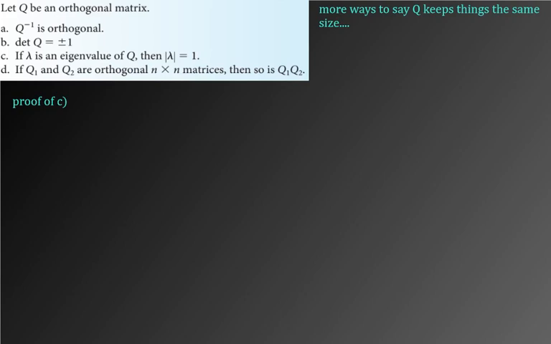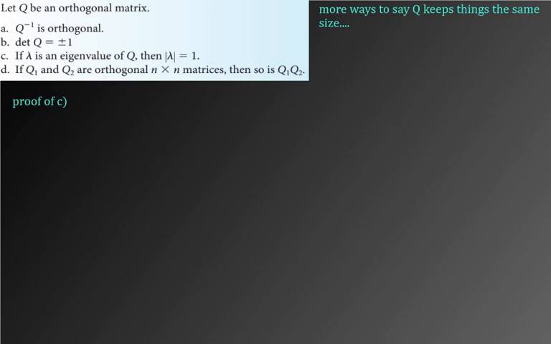This also shouldn't be surprising. Orthogonal matrices should have eigenvalues of absolute value 1 because eigenvalues represent that scale factor change on a vector specifically. And if you're not changing the length, then it should be 1. That's the value that represents things staying the same, right? And then this last one says if Q1 and Q2 are orthogonal, then their product is, which is very handy. And up here I basically just say these are more ways to say that Q keeps things the same.